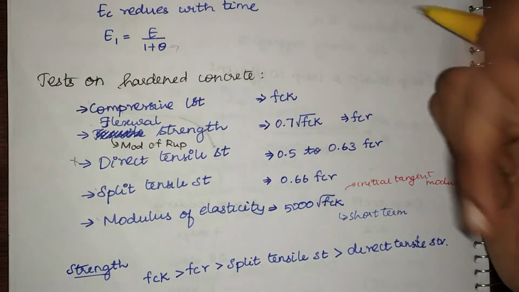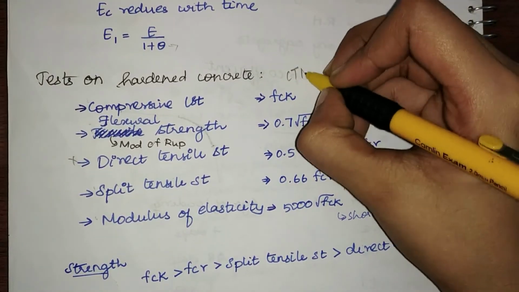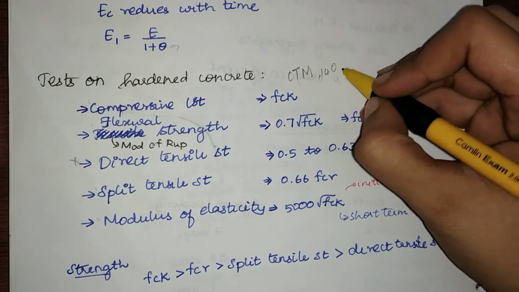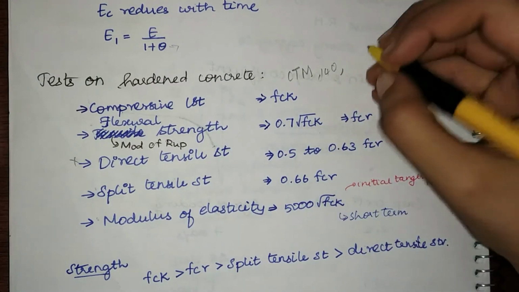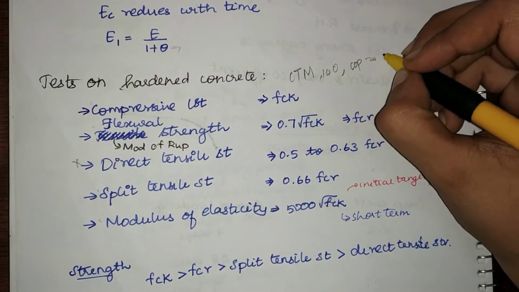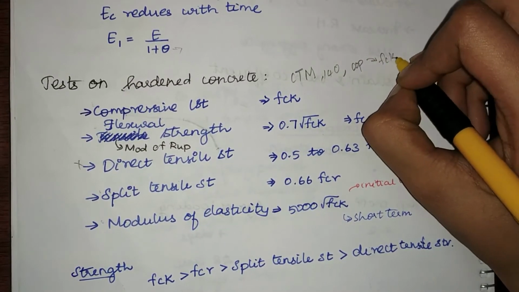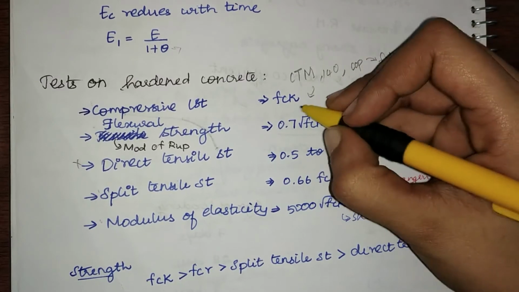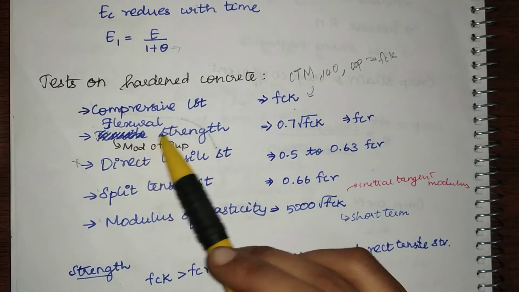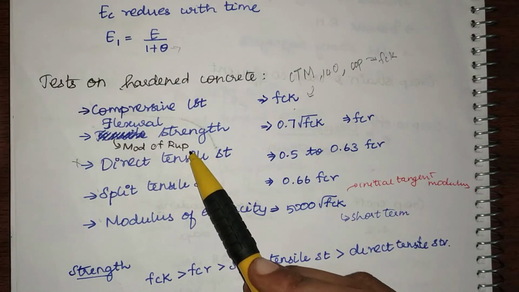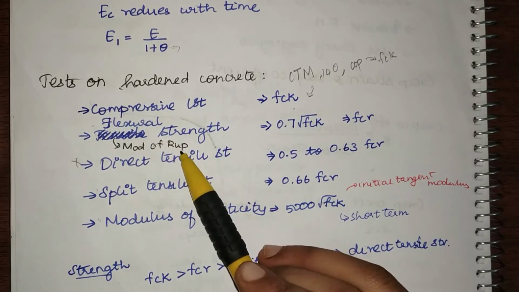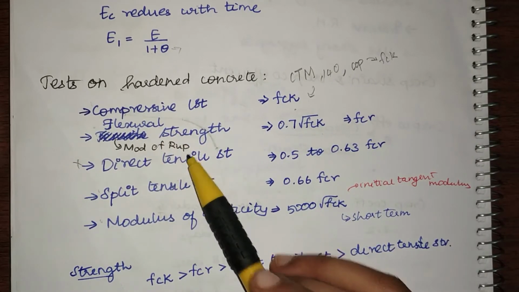Compressive strength is performed in a CTM machine at a rate of loading of 140 kg per centimeter square, and from this we will get the compressive strength, and from the compressive strength we can compute the fck, which is called the characteristic compressive strength, and that is what I have written here, which is fck. Next is flexural strength. Flexural strength is also called the modulus of rupture. Mind you, it is not modulus of elasticity. It is modulus of rupture. Flexural strength is also called the modulus of rupture.